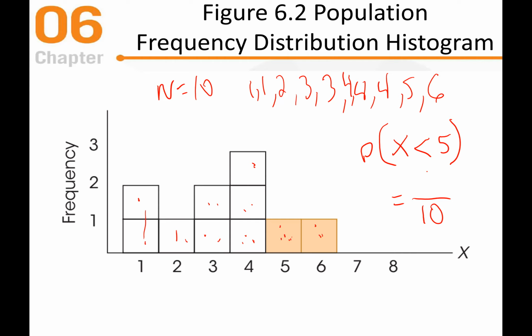So the probability of getting a score that is less than 5 is 8 out of 10, which equals 0.80, which also equals 80%. Or if we were to express it as a proportion, the proportion is 8 out of 10.